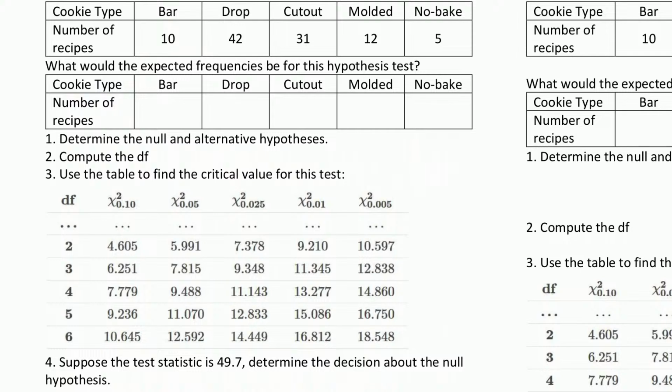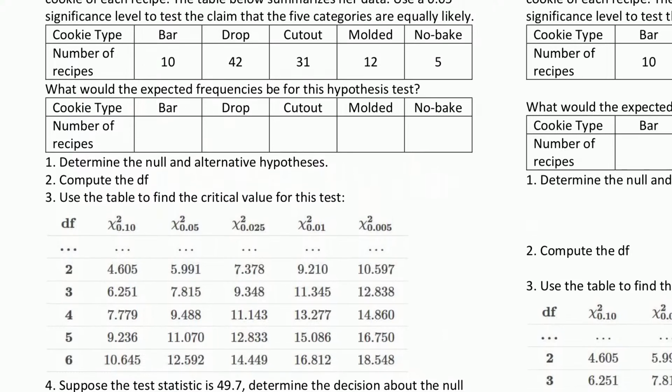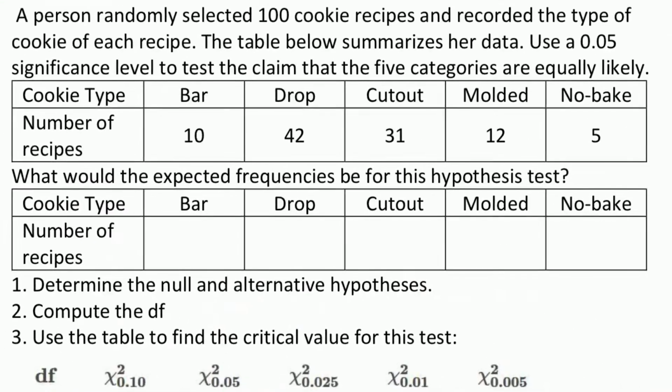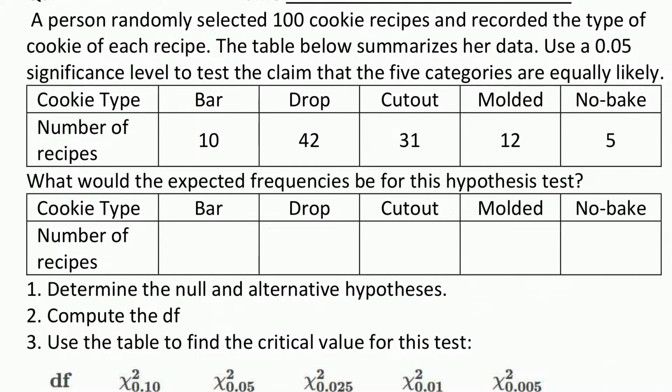But I can scroll, I can zoom in and all. I guess the first step, though, is to get your expected frequencies. Remember, there's a total of 100 cookie recipes, and the claim is that they are all equally likely. And you need a null and alternative. Maybe I'll just zoom in. We'll just do this as an exercise. So there it is. I'll do attendance, and then I'll scroll down.